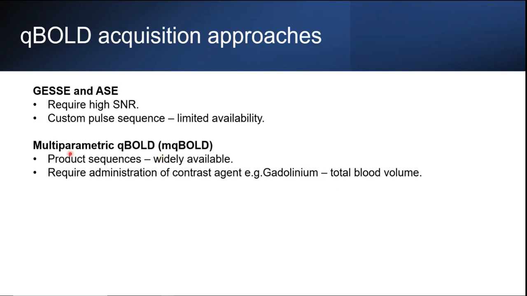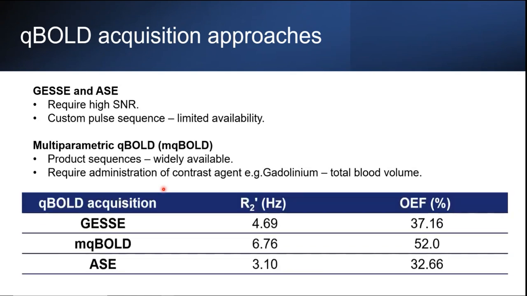So multiparametric qBOLD measures what is typically considered to be either tissue oxygen fraction or a relative measure of OEF, because we don't have this very specific venous or deoxygenated blood volume. And here are some ideas of the values from the literature. R2 prime is probably of the order of 3 Hertz, 4.5 Hertz with GESSE, a little bit higher for mqBOLD, about 6 to 7 Hertz. OEF values do vary a little bit again. ASE is well known to have a slightly lower OEF than GESSE, and then again the mqBOLD is a little bit higher again.